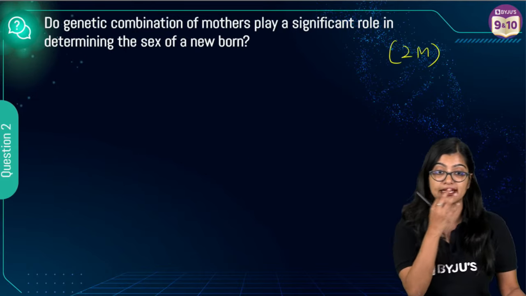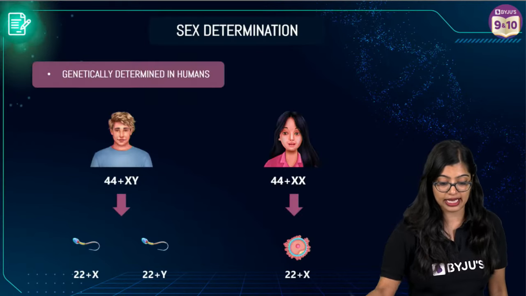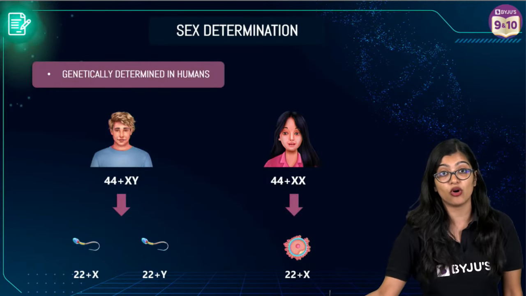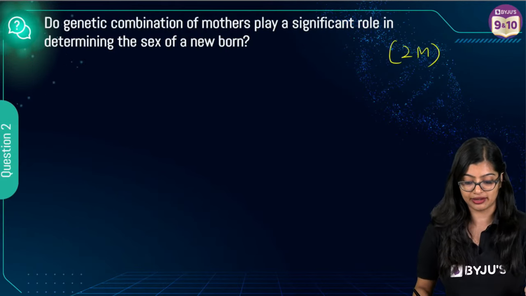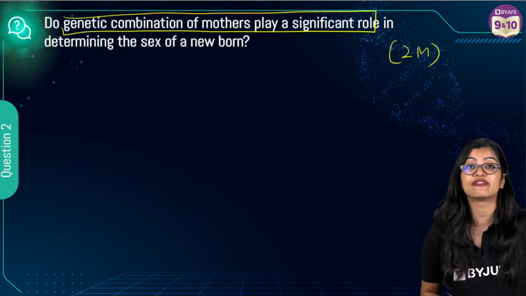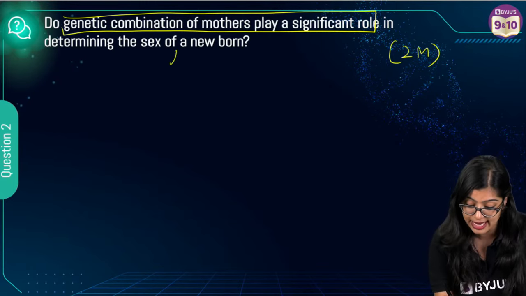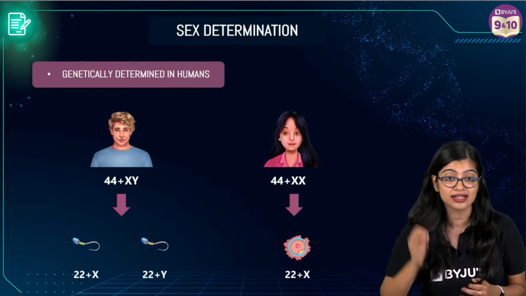So I hope now it is clear. Very good, everybody. Very good for giving me the answer, right? Because we know that the mother does not determine the sex of the individual, right? So the genetic combination of mothers does not play a significant role in determining the sex of a newborn. But rather, it is the genetic constitution of the father, right?